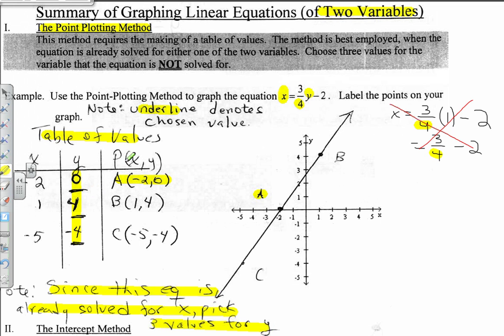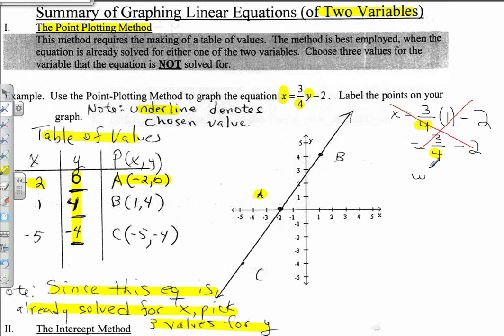So when you put 0 in for y, you put a 0 right in here, you get 3/4 times 0, which is 0, minus 2, so I get a -2 for the x. Let's do the next one. I'll do the next one over here. Now I'm going to put 4 in for y, and let's see what happens.